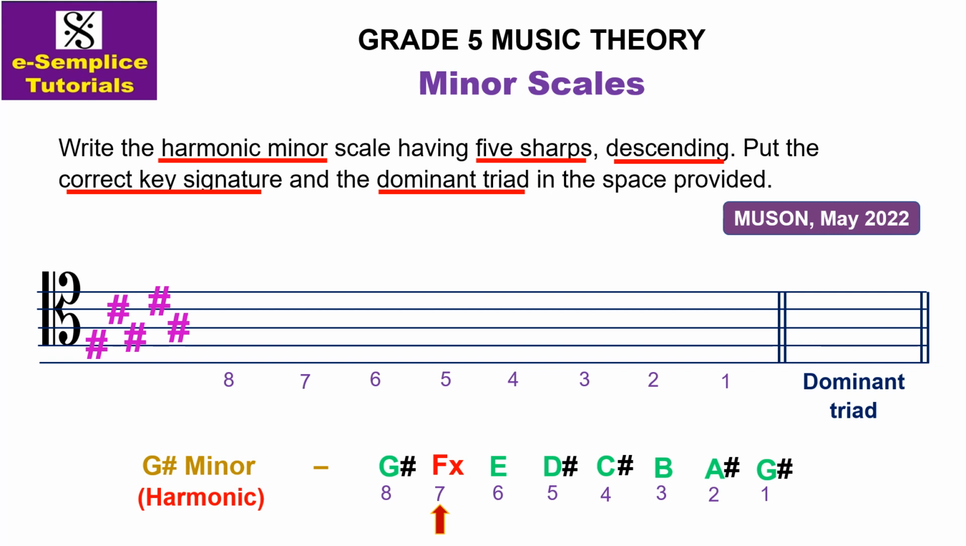It's a descending scale, so you go from 8 to 1. That's G sharp, F double sharp, E, D sharp, C sharp, B, A sharp, and you end with G sharp.